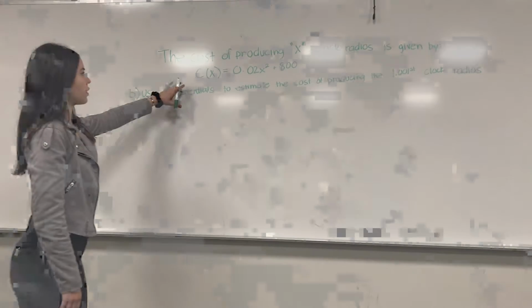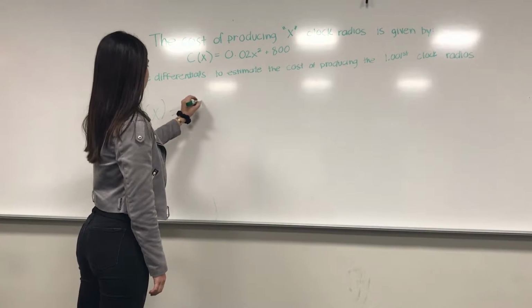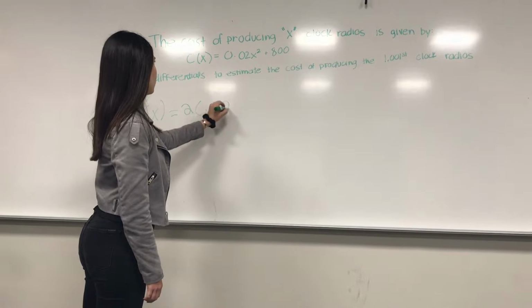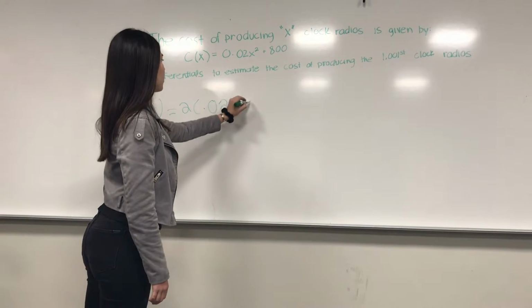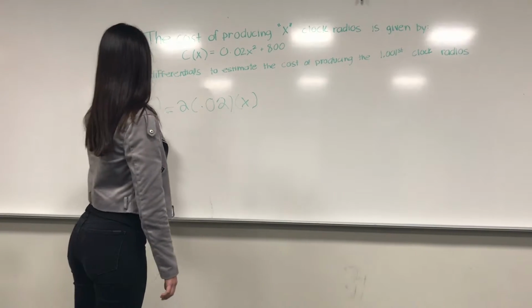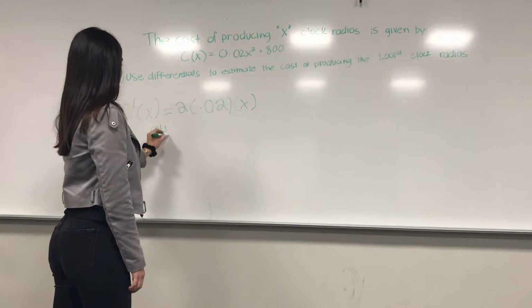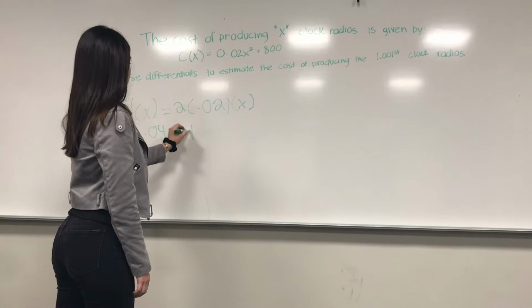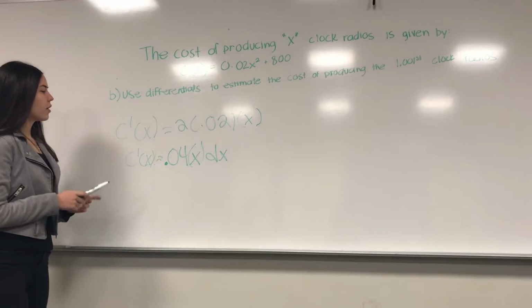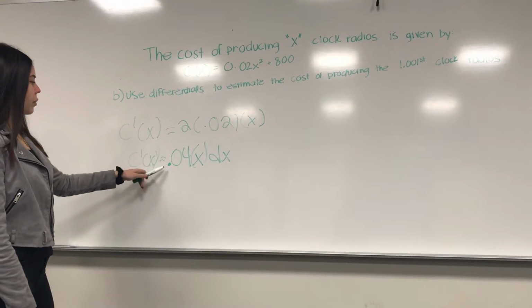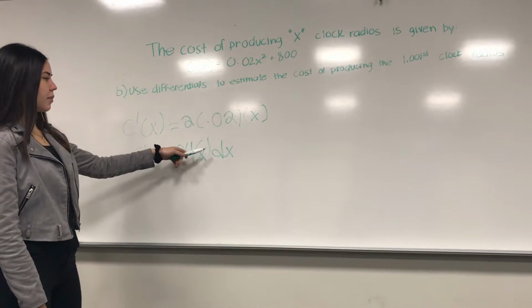Okay, so you have your equation, and to estimate you have to differentiate it one time. You lower the exponent, which gives you 2 times 0.02 times x, which is 0.04x times dx. When you differentiate, your answer is 0.04 times x times dx.